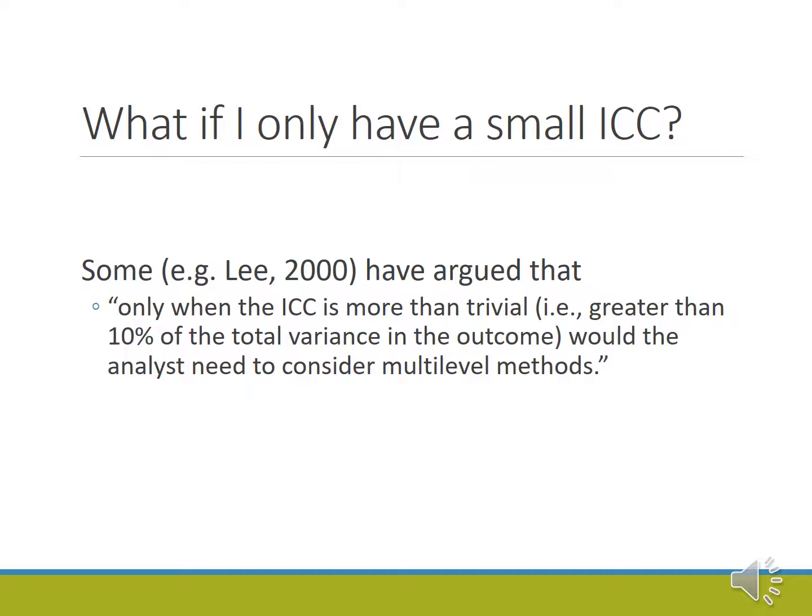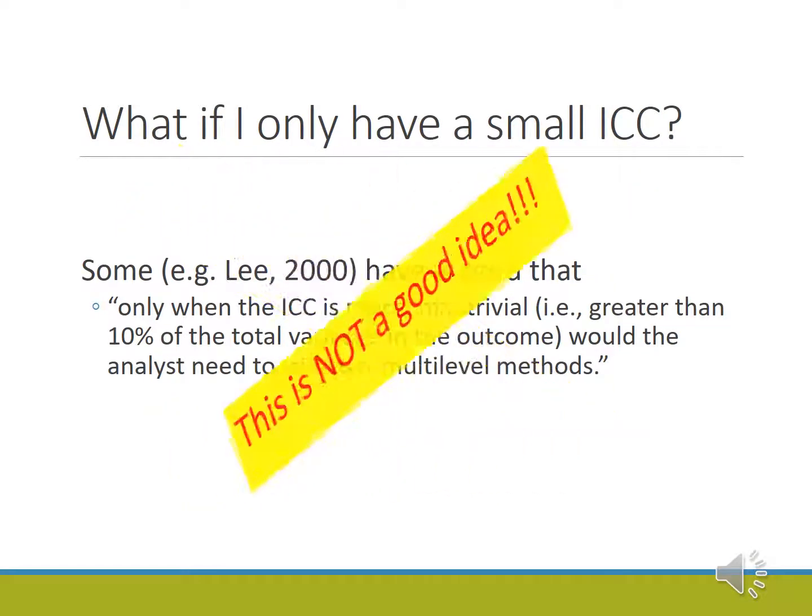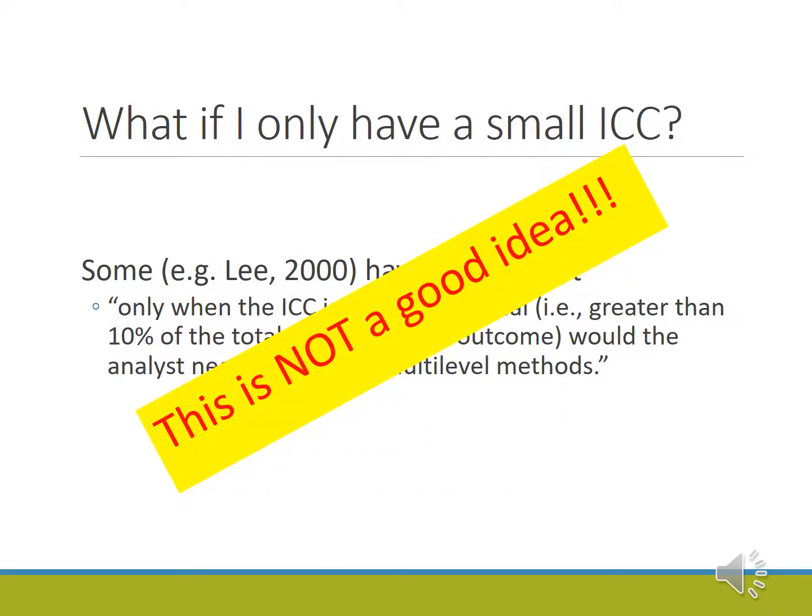But there's still many, many people out there. This is an example from somebody that had brought this to me, by Lee in 2000, where they argued that only when the ICC is more than trivial, and they defined this as greater than 10% of the total variance in the outcome, would the analyst need to consider multi-level models. So as you can see, I strongly disagree, and I want to say that this is not a good idea. This is a bad idea, and I will outline in the following slides why this is not a good idea ever.